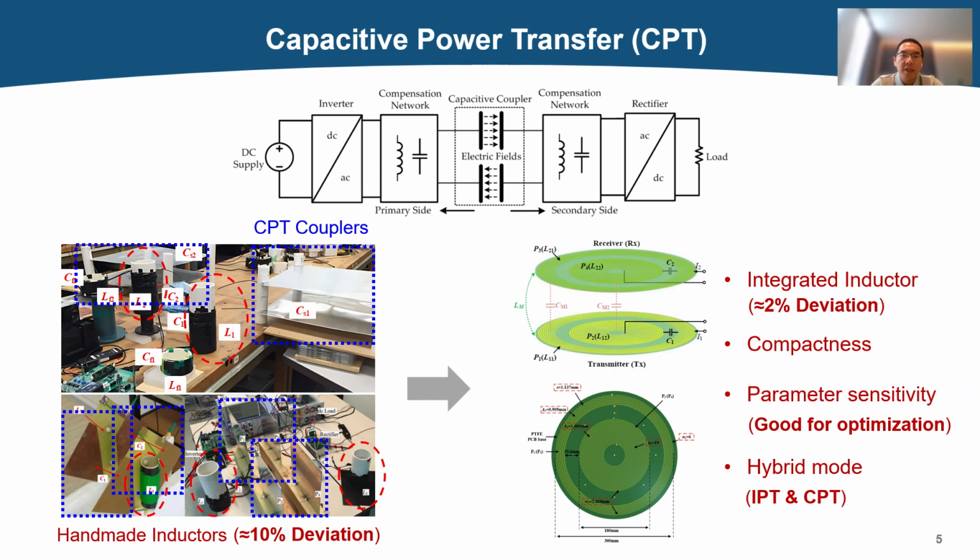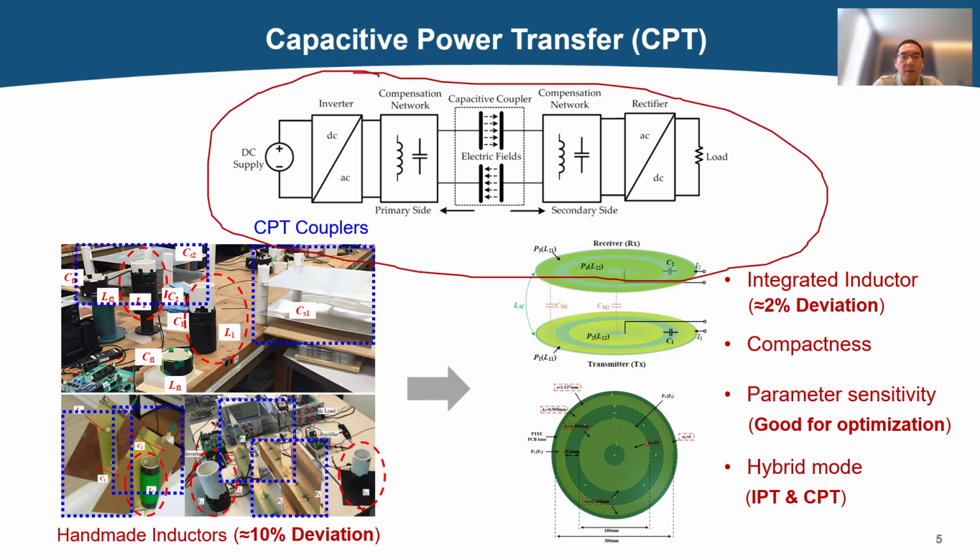This is a typical schematic diagram of a CPT system, which consists of a capacitive coupler along with compensation networks to transfer power from the transmitter to the receiver through electric fields. The compensation networks are usually inductive, forming LC resonators that significantly enhance power transfer capability.